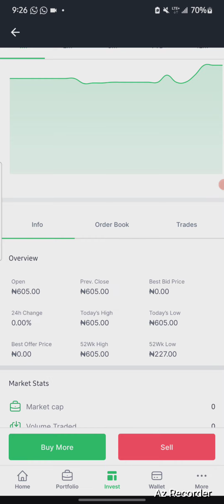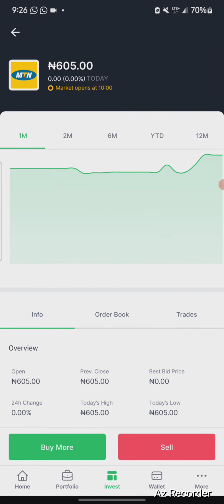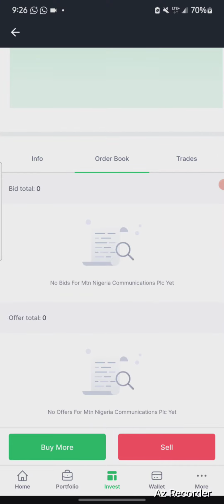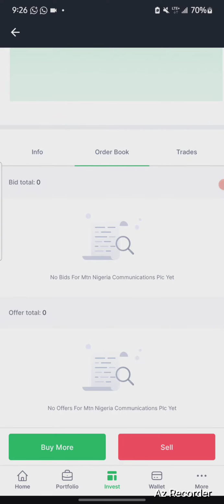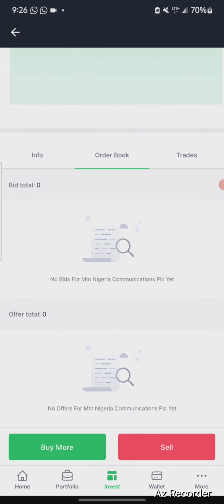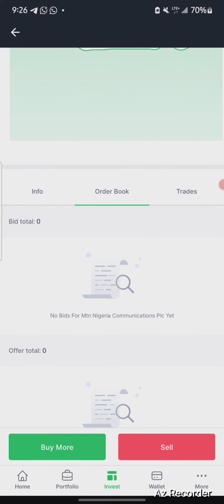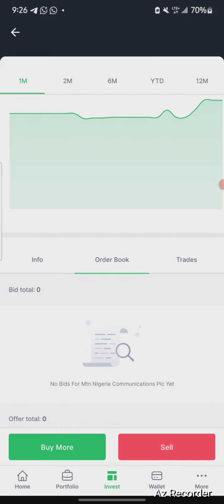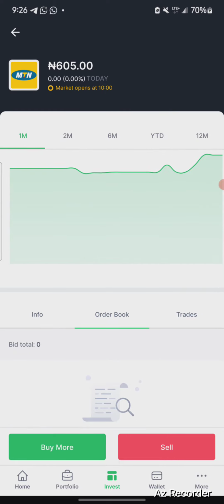So if the market is open and you click on this order book here, you see bid total, you see offer total. Bid total is always in green color, offer total is always in red color. The bid total is for those that want to sell, shareholders that want to sell their stock. If you want to sell your stock and you see the market price here, which is 605 naira, sometimes the bid total will be more than the market price you're seeing here.